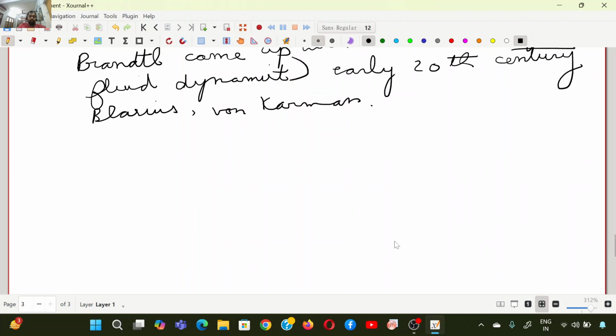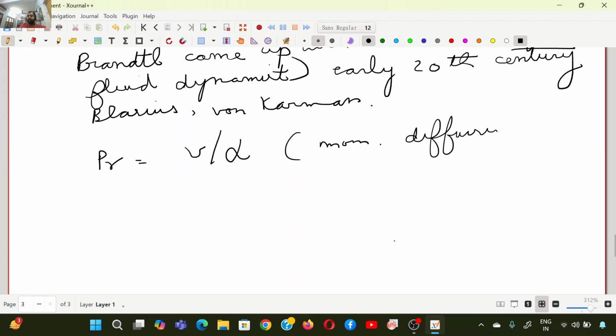Okay. So Prandtl also has a very famous non-dimensional number in fluid mechanics and heat transfer, right? Familiar with this Prandtl number, which is the ratio of momentum diffusivity to the thermal diffusivity, alpha, which is nothing but k by rho Cp.